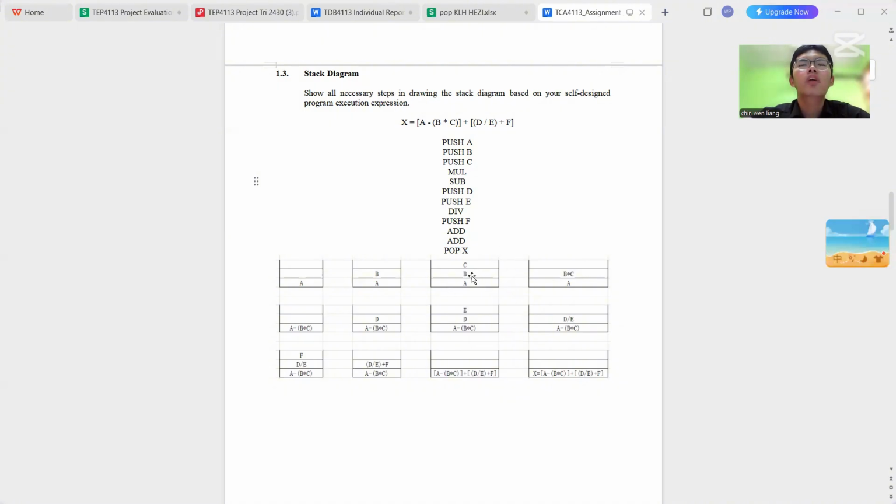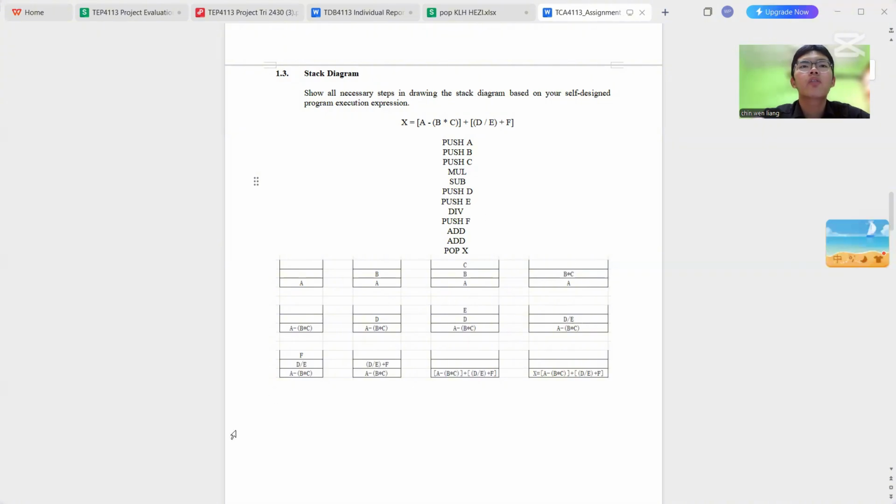top two, which are B and C, and then multiply them. It will become B multiply C. Next is subtract. We also look at the top two, which are A and B multiply C, and then subtract. It will become A minus B multiply C. Next is push D, write the D, and then push E, write E, and then it's divide. We look at the top two, which are D and E, and then we divide. It will become D divide E.